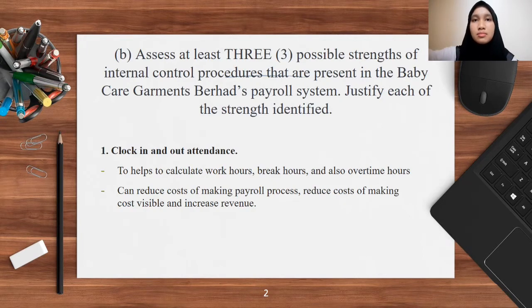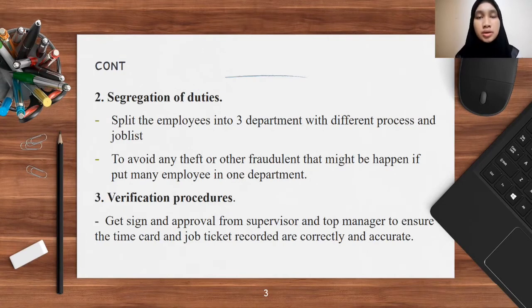Number two is segregation of duties. The company divides its workers into three different departments, which are the human resources department, production department, and accounts department. In each department, the employees are split into different processes or job lists. When the company uses this method, they can avoid any theft or fraud that might happen if the company put many employees in one department or one process.